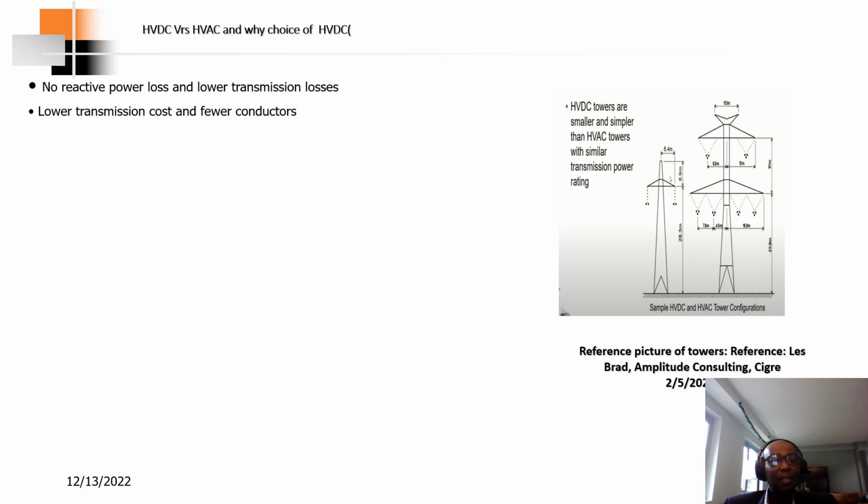Next is lower transmission cost and fewer conductors. As you can see in the picture on the right side, there are fewer conductors. There are only 2 conductors when compared to the AC counterpart that has 3 conductors. As such, that results in lower transmission cost.